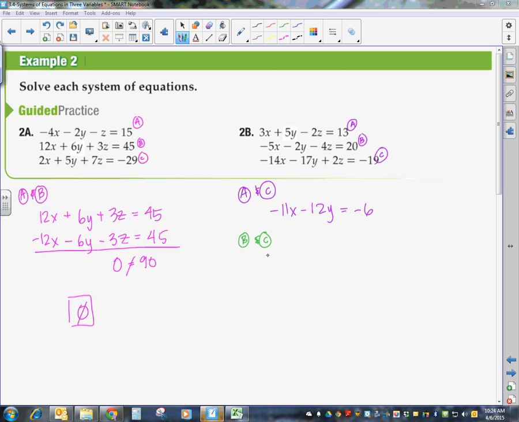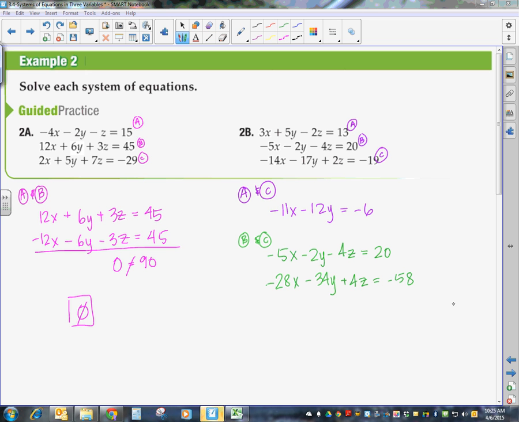B is not going to change, so I'm going to go ahead and write that. Negative 5x minus 2y minus 4z equals 20. I have 2, I need 4, so I'm going to multiply everything here by 2. So that gives me negative 28x minus 34y, multiplied by 2, so then plus 4z equals 19 times 2 is negative 58.